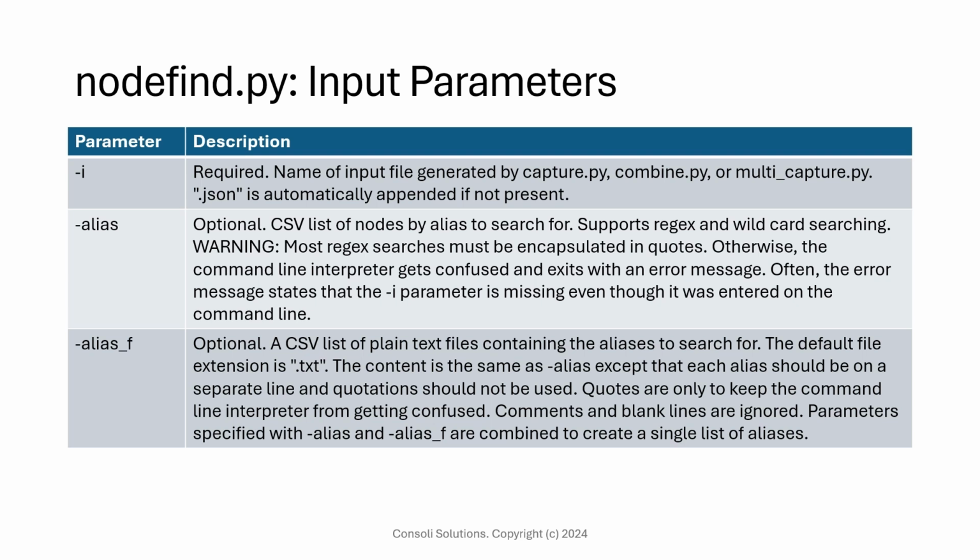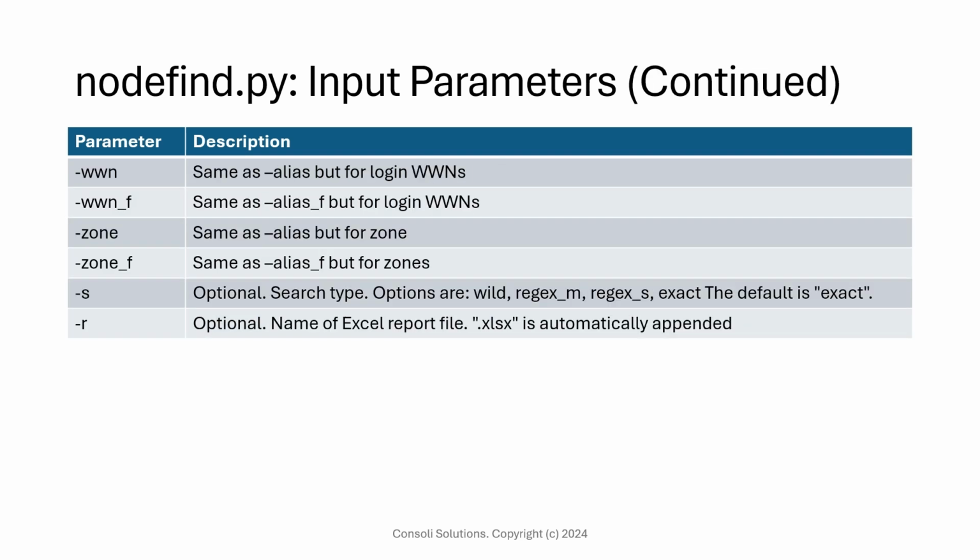-alias_f, that's just another way to enter aliases. Sometimes it's easier to copy and paste a list of aliases into a file. So -WWN and -WWN_F, that's the same as alias and alias_F, but for worldwide names. Typically, worldwide names are only searched for LSAN zones.